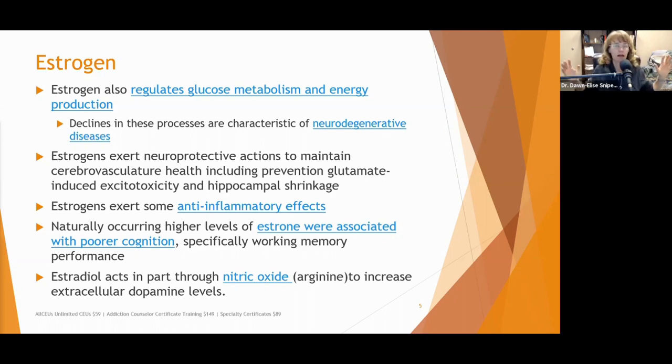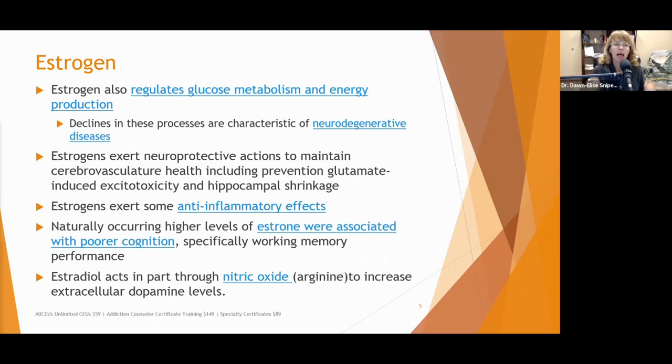Estrogens can be really awesome in the right balance, because in the right balance in the neurotransmitter soup, they exert neuroprotective actions to maintain cerebrovascular health, including prevention of glutamate-induced excitotoxicity and hippocampal shrinkage. Okay, I could hardly say that for all the big words.